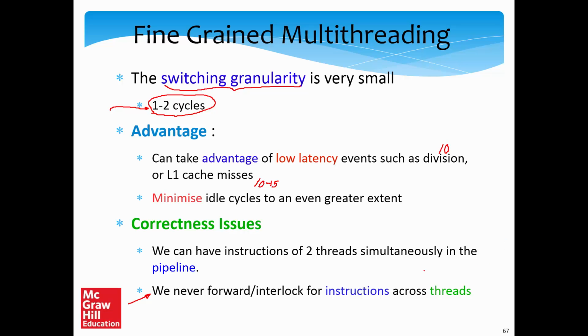So it'll never be the case that one instruction will forward its results to another instruction when they're across threads. This is wrong. And also, we will never stall one instruction because of dependencies across threads. That is also wrong. So all of these things need to be kept in mind while designing the pipeline. We'll basically have different forwarding units for the different threads. So the forwarding and interlock mechanism will become very complicated if we have multiple threads, because we'll have to keep in mind whether these instructions belong to the same thread or not.